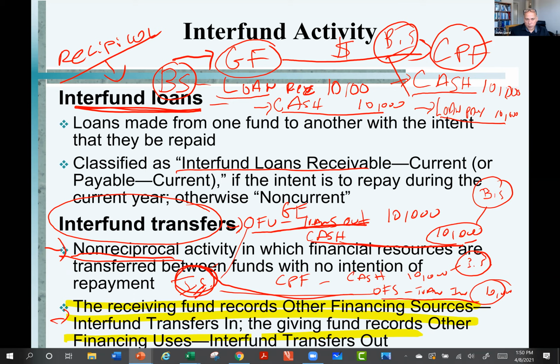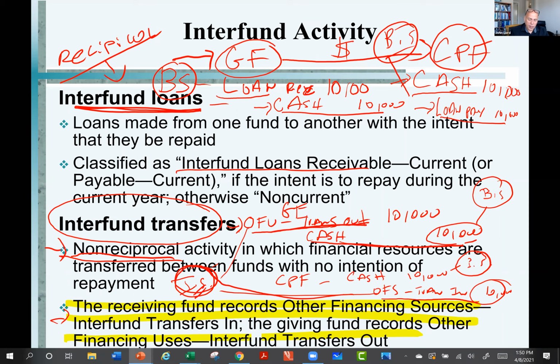Now remember, other financing uses is reported on the statement of revenues, expenditures, and change in fund balance. We have revenue, minus expenditures gives us excess of revenue over expenditures. Then we keep going to that bottom part, which I said is analogous to the non-operating section of a commercial entity's income statement. In that section, we have other financing sources and uses. So the general fund shows other financing use, transfer out, $10,000. It's like a non-operating expense, but we don't call it that. We call it other financing use, transfer out.